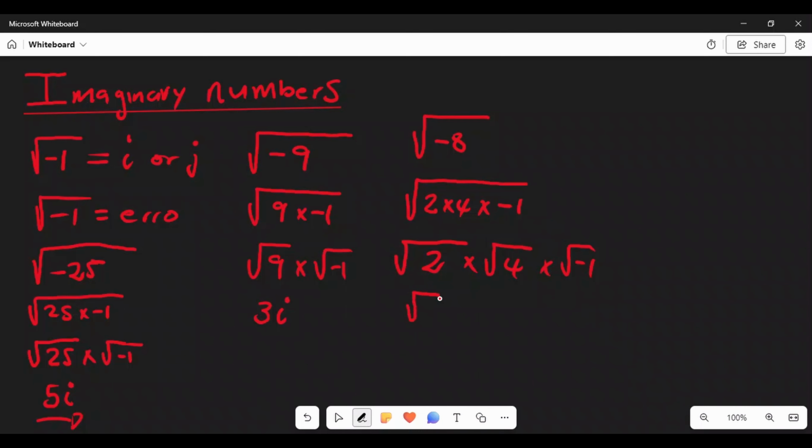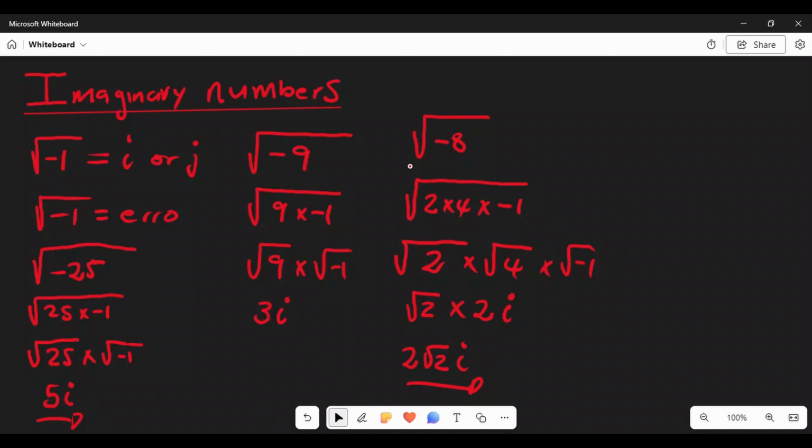So this is going to be root 2. What is the square root of 4? It's going to be 2. And then what is the square root of negative 1? It's going to be i. So your final answer is going to be 2 root 2 i. Do you guys see? So this is based on the square root of negative 8.